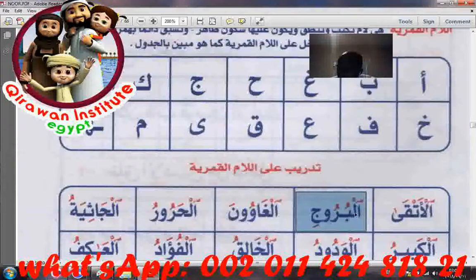If any letter from these letters is preceded by alif, lam, we pronounce the lam. And if we start with the word, we pronounce the hamzatul wasl. But when we connect the words together to make a sentence, we will drop hamzatul wasl and pronounce only the lam.